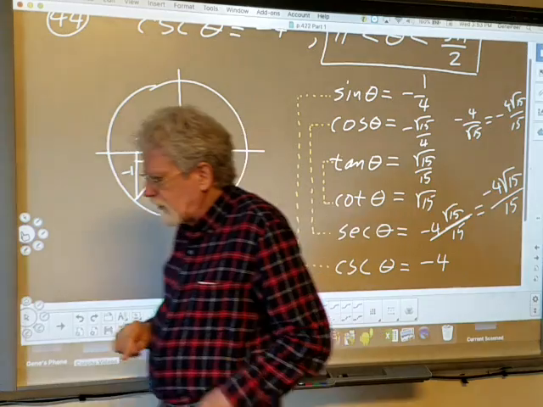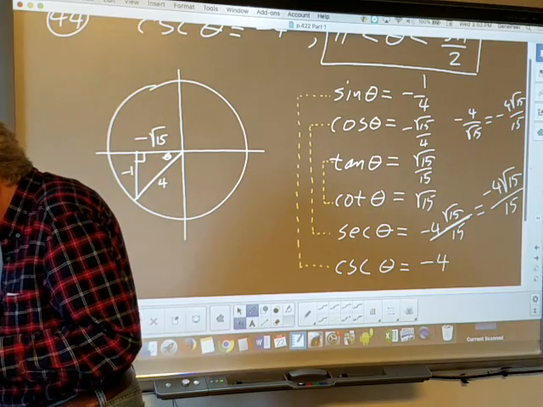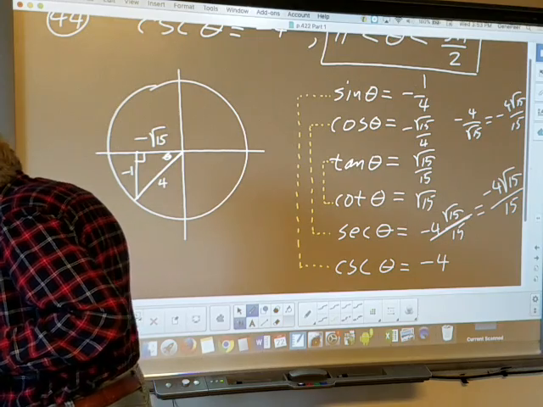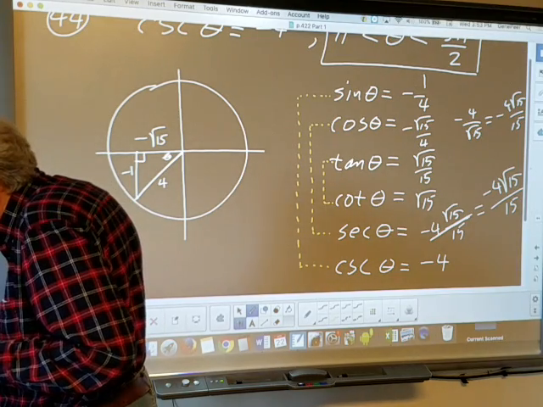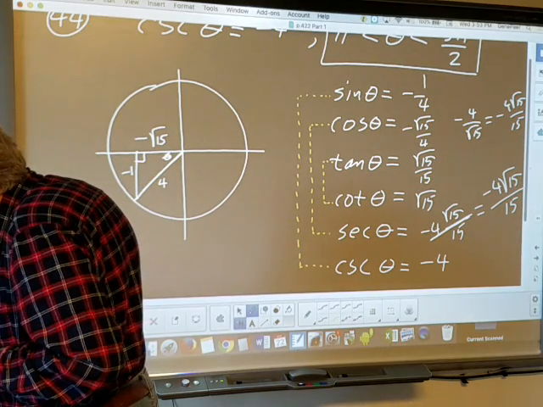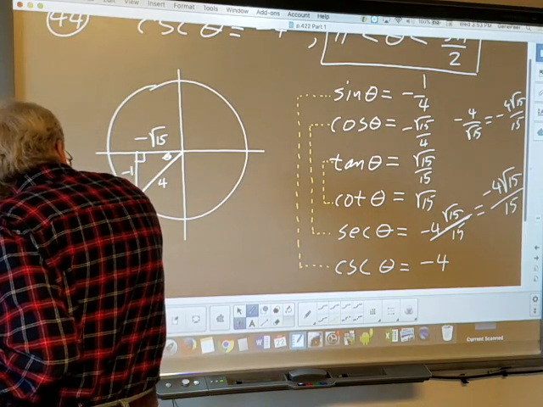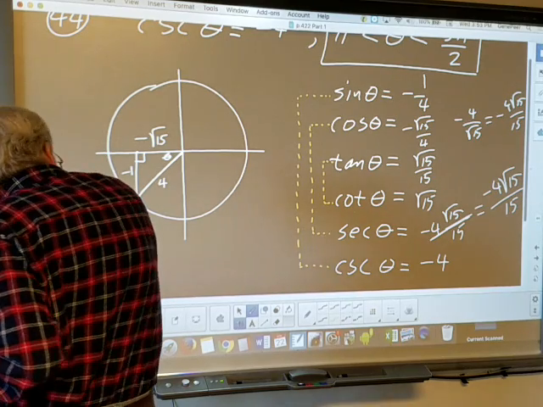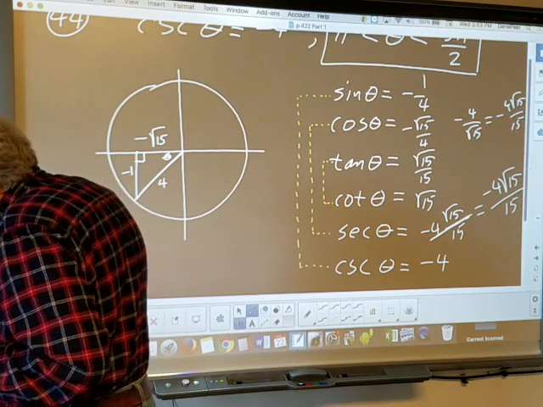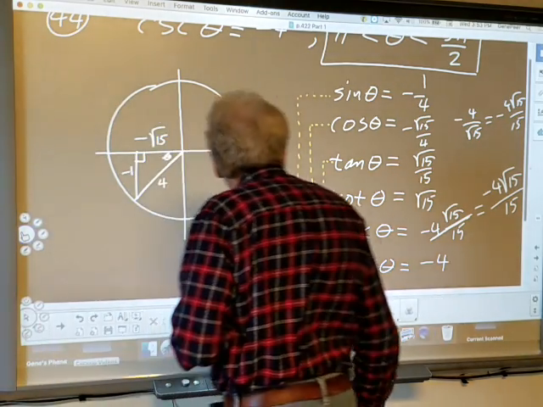And as is frequently the case, not trusting myself, I just want to glance at the back of the book. This is number 44. Make sure I didn't do anything silly. Negative 1/4, negative square root of 15 over 4. Yeah, we're fine. Square root of 15 over 15, then square root of 15. They go in a different order. Tangent square root of 15, and then secant, negative 4 square root of 15 over 15, and cosecant. Where in the world do they have cosecant? That was given to us. Okay. Yep, we're doing fine. We move on.